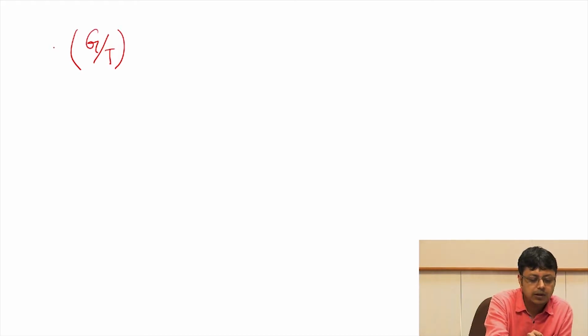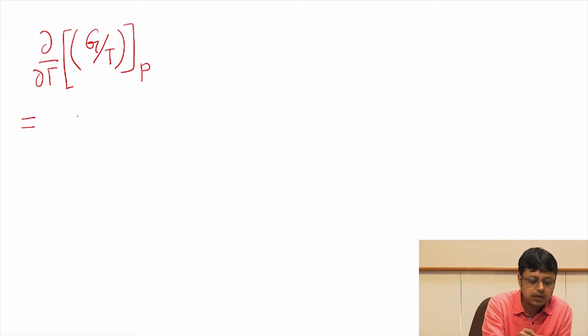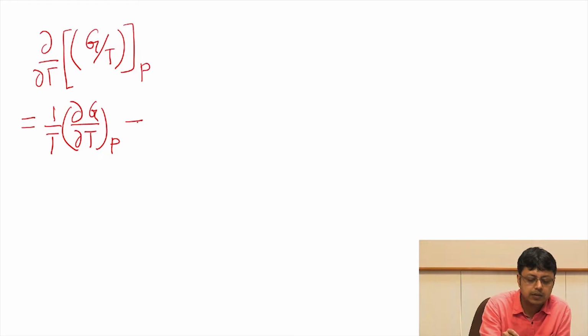For that, we can calculate this quantity: the partial derivative of G by T with respect to temperature, keeping the pressure constant. So let us use the chain rule of differentiation. The first term will be 1 over T times del G del T at constant P, and the second term will be the differential of 1 over T, so that will be minus G over T square.